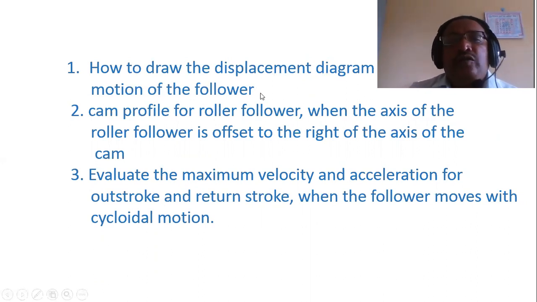In this problem, I took outstroke and return stroke, both following a cycloidal motion. And I am going to explain the steps for drawing the cam profile for the roller follower when the axis of the roller follower is offset to the right of the axis of the cam by a certain distance. In addition to this, I am going to explain how to find out the maximum velocity and acceleration for outstroke and return stroke when the follower moves with cycloidal motion.